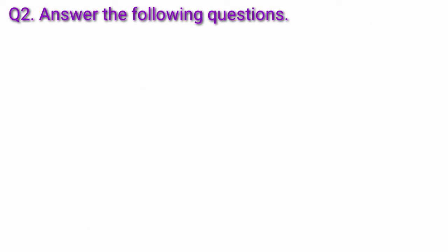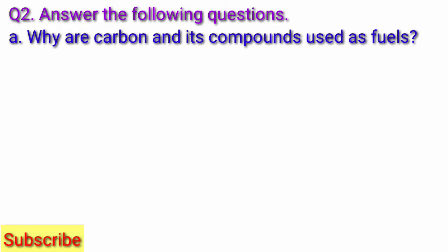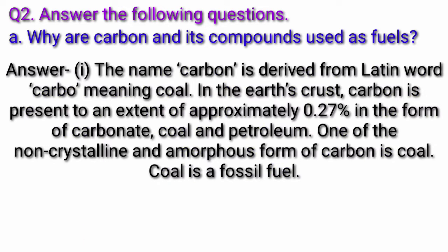Question 2. Answer the following questions. Question A. Why are carbon and its compounds used as fuels? Answer. The name carbon is derived from the Latin word carbo, meaning coal. In the Earth's crust, carbon is present to an extent of approximately 0.27% in the form of carbonate, coal, and petroleum.